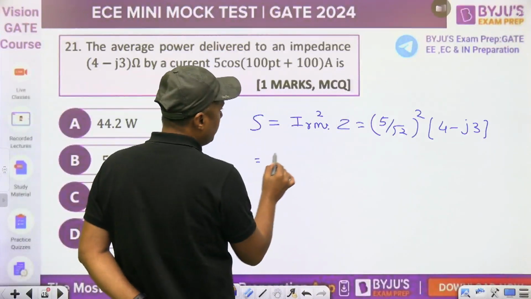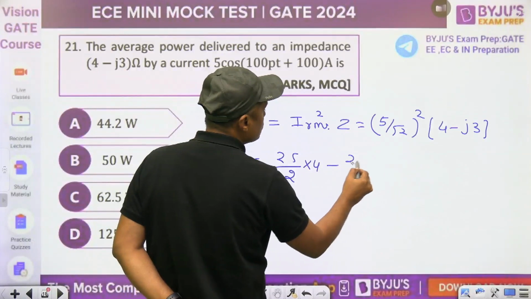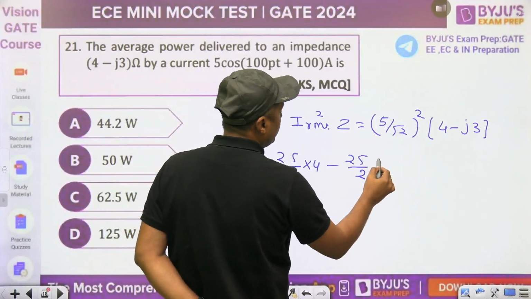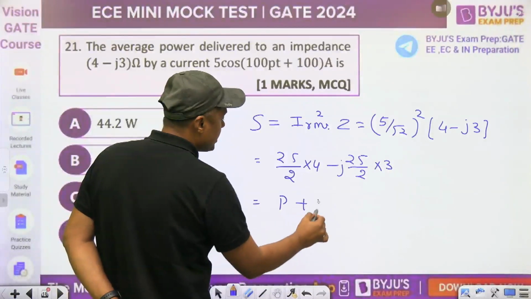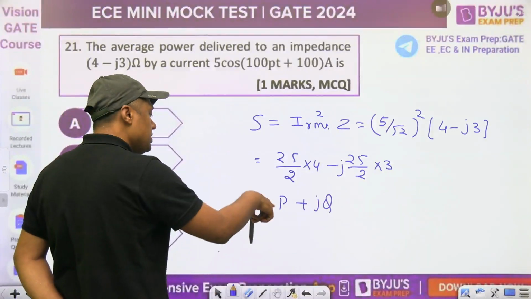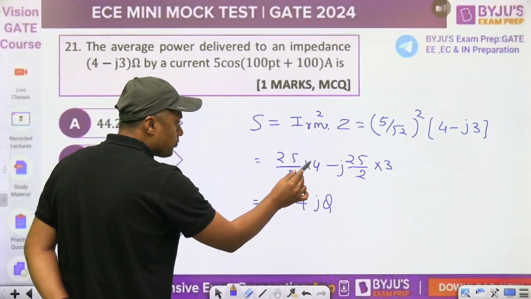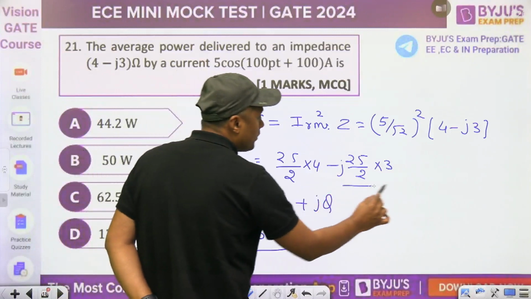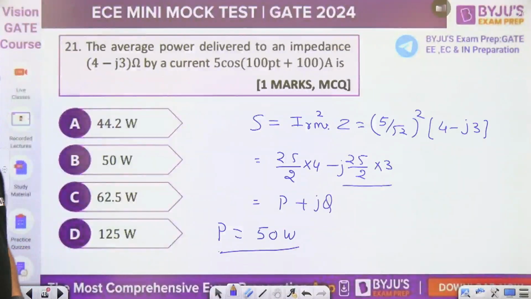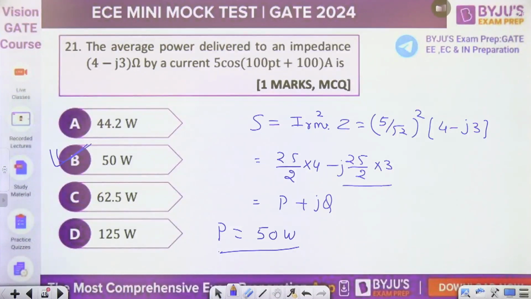Then it will become 25 by 2 into 4 minus j 25 by 2 into 3, and this is nothing but P plus jQ. Now this P is called average power. So what is the average power? This is 25 into 4, that is 50 watt, and that is the reactive power, guys. Because it is a capacitive circuit, it is a leading circuit. So what is the answer for this question? 50 watt. The answer for this question is 50 watt.